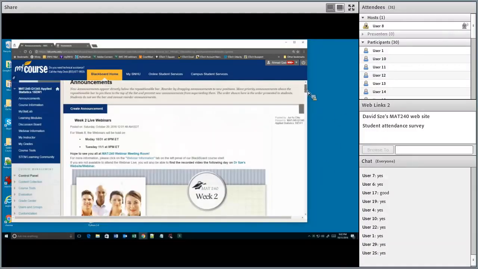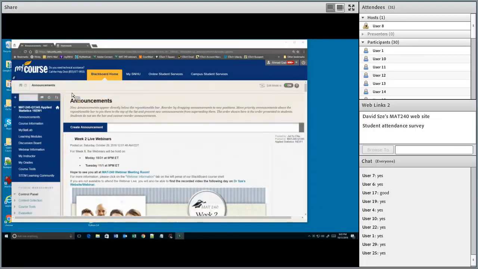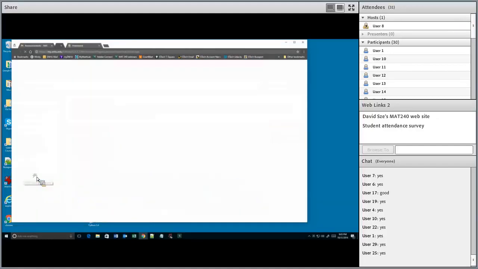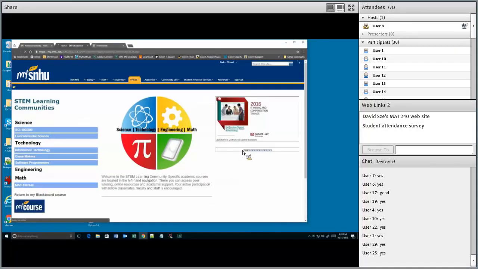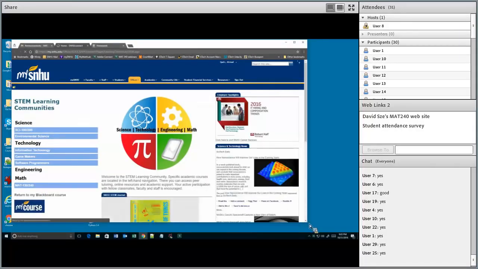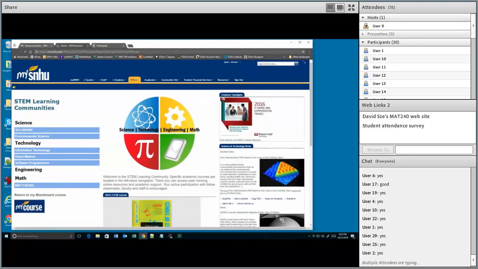I want to show you something real nice that was just posted late last week, and you're all gonna love it. When you go into your course in Blackboard, you're going to see an option called STEM Learning Community. Okay, so let's click on this and see what happens. By the way, you can see this, right? I hope I don't have to zoom in more.